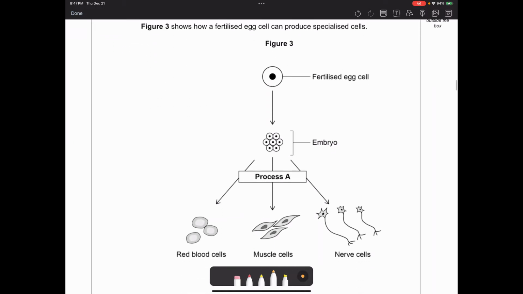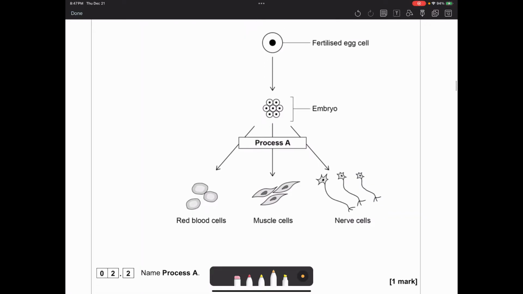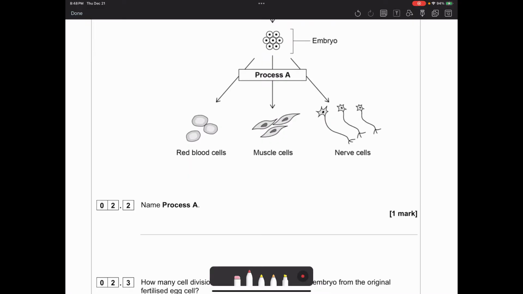So figure 3 shows how a fertilised egg can produce specialised cells. So you've got a fertilised egg turning into an embryo, and then you've got process A happening and turning it into red blood cells, muscle cells and nerve cells. So I'll be thinking to myself, well, I've got a fertilised egg cell and it's just copying itself, so that would be mitosis. And then I've got an embryo turning into different types of cells.